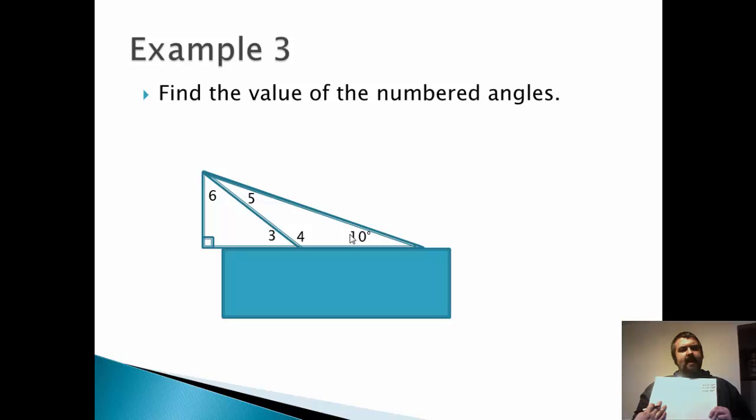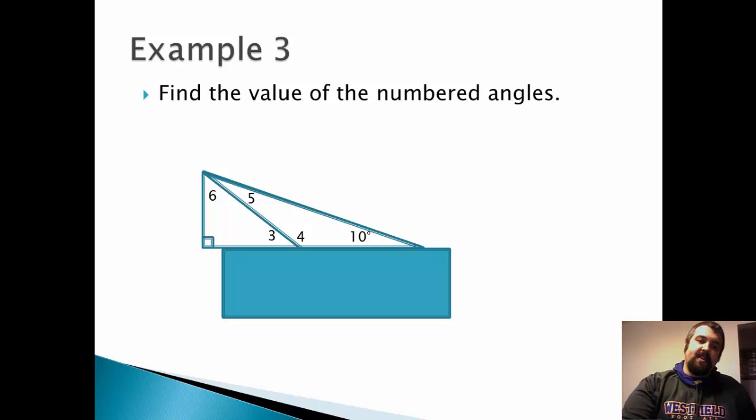Let's double check. Angle 3 and angle 4 is a linear pair, which means it's supplementary. Which means angle 4 and angle 3 have to add up, at least their measures do, to be 180. Measure of angle 4 is 140, measure of angle 3 is 40. 140 plus 40 is 180. Good.